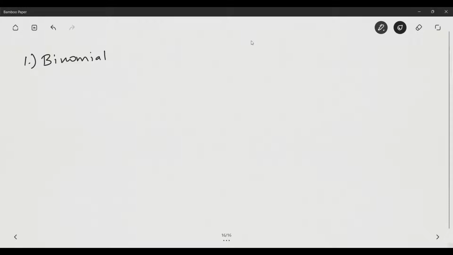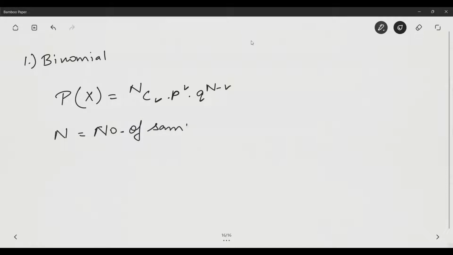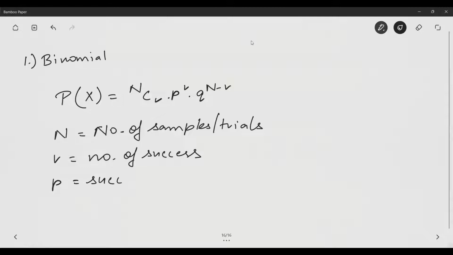Now if you understand the formula for the binomial distribution, this is how we find the probability of any event associated with it. P of X equals nCr p to the power r and q to the power n minus r. Here n is the number of trials, or the total number of samples. Then r is the number of successes. Then p is the success rate.